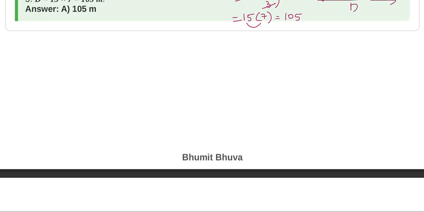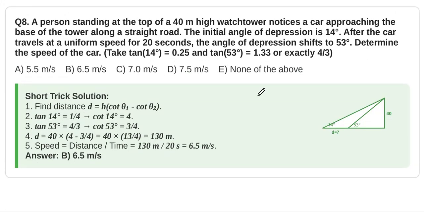Look at the last question, which is very important. A person is standing at the top of a 40-meter-high watchtower. So the height of the tower is given as 40. The person notices a car approaching the base of the tower along a straight road. The initial angle of depression is 14 degrees. So the person is watching from the top of the tower, and this is the angle of depression, which is 14. We know that the angle of depression and angle of elevation must be equal, so this is 14, that means this is also 14. And the car is here, approaching towards the tower like this.